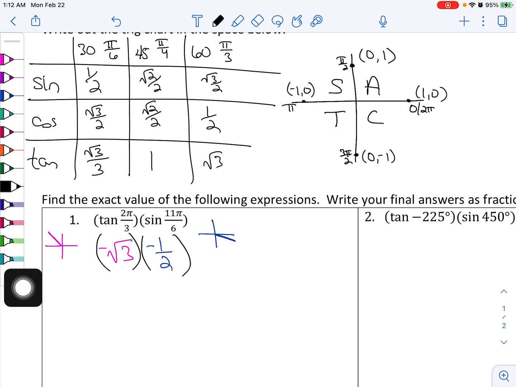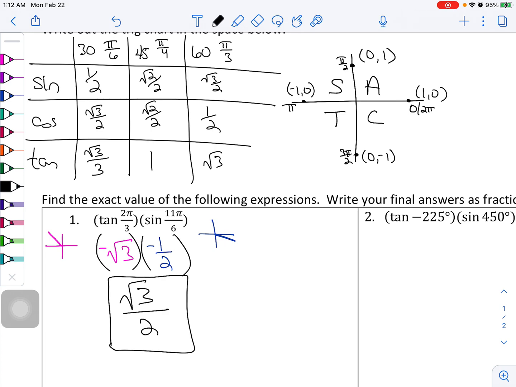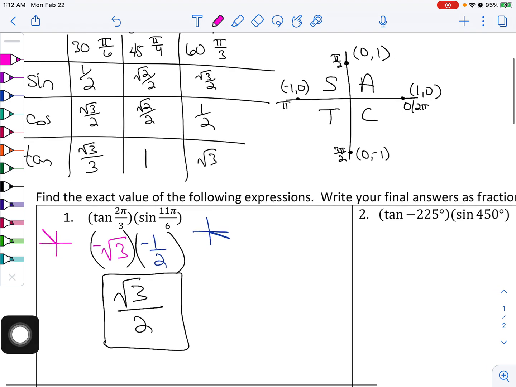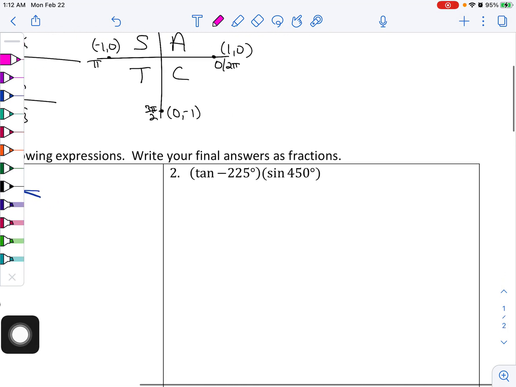Now, what am I going to do with these two numbers? I'm going to multiply them together. But I want to be careful, and it says write your final answer as a fraction. I know I've got a negative times a negative, and really this is root 3 over 1. So this is going to turn into root 3 over 2, and it's a positive root 3 over 2 because of the double negatives. So that is the exact value of that expression. And that's how I break it down using the trig chart and the ASTC information.